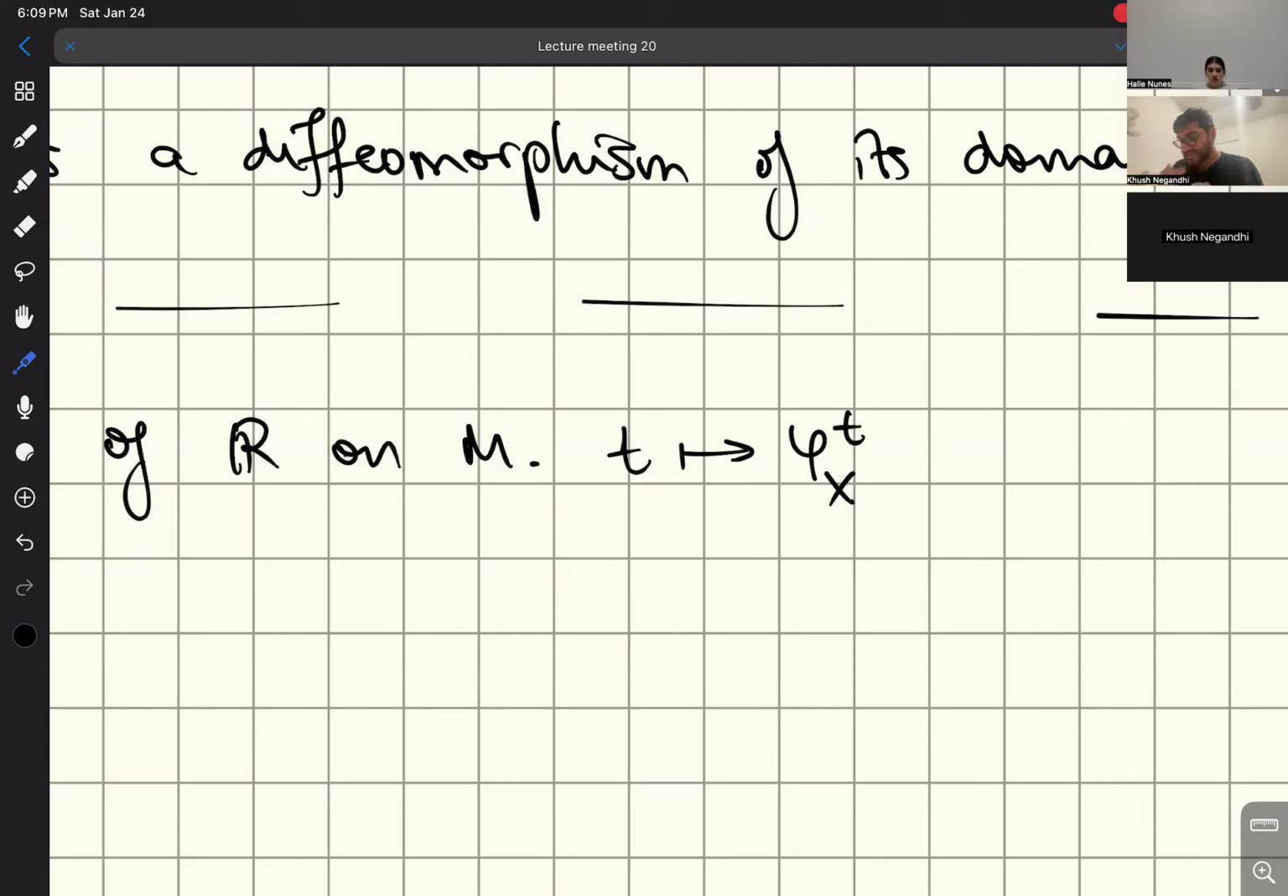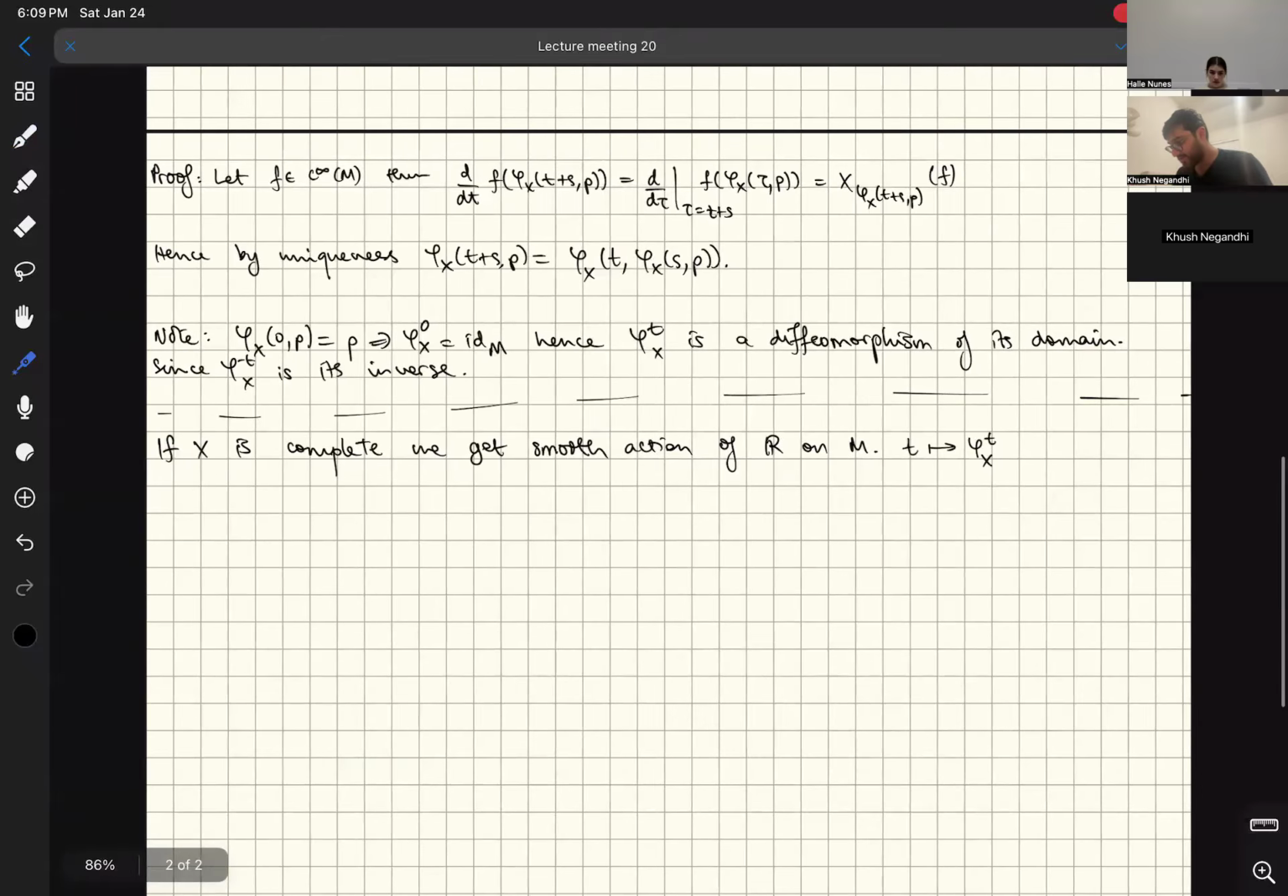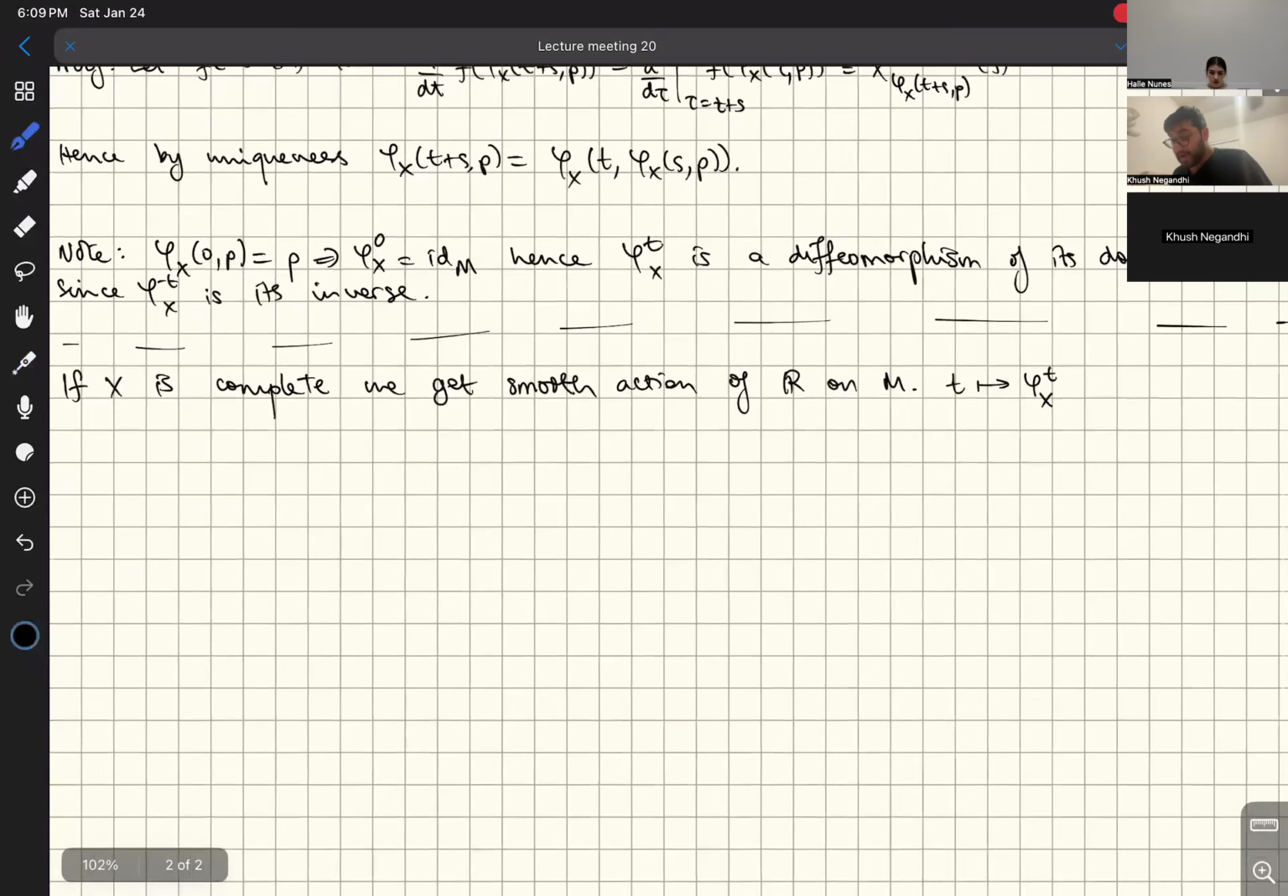So another way to say this is that the flows of complete vector fields are in the center of the group of diffeomorphisms. I think it's pretty cool. It's not that important, but it's just an important observation. And we do need the fact that the flow is complete for this because, as we saw before, we might not have flow at the time t, and so we can't compose things. So we do require complete flows.